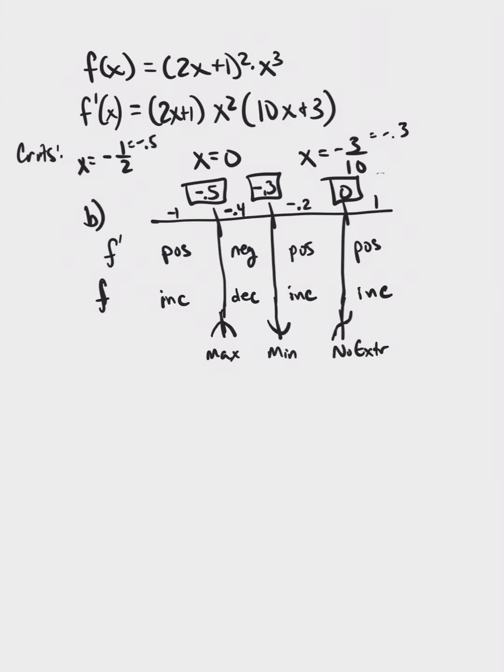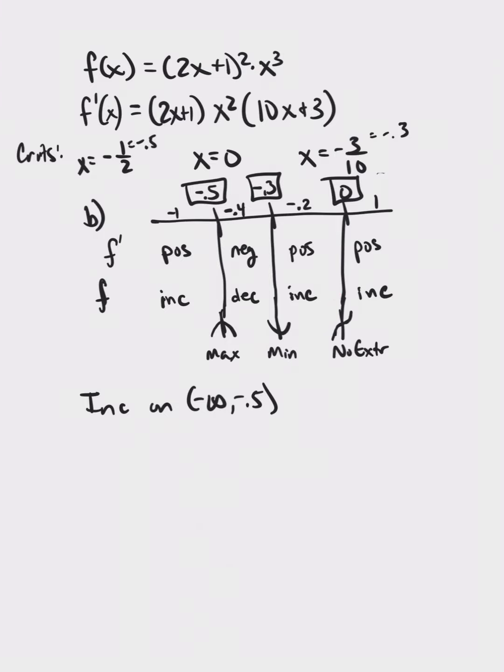Okay, like that. All right, and so in terms of answering the intervals of increase and decrease, this thing is increasing on, well, for the first place, from negative infinity to our first critical number. So negative infinity to negative 0.5. All right, like that. Where's the second place? It's increasing from here to here.